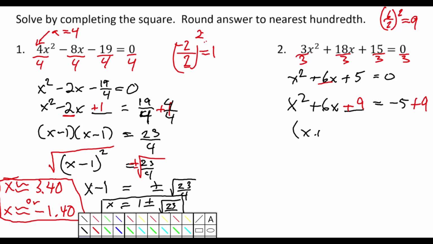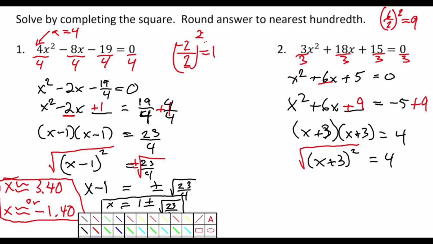Hopefully you'll start getting faster at these. These are just perfect square trinomials. So this is x plus 3 squared. And this is negative 5 plus 9, which is 4. Oh, that's beautiful. That worked out nicely. I love it when that happens. So we get x plus 3 squared is equal to 4. And now let's finish this up right here. Plus and minus. x plus 3 is equal to, I'm actually going to take the square root of 4. What's the square root of 4? That's just 2. So I'm going to go plus or minus 2.